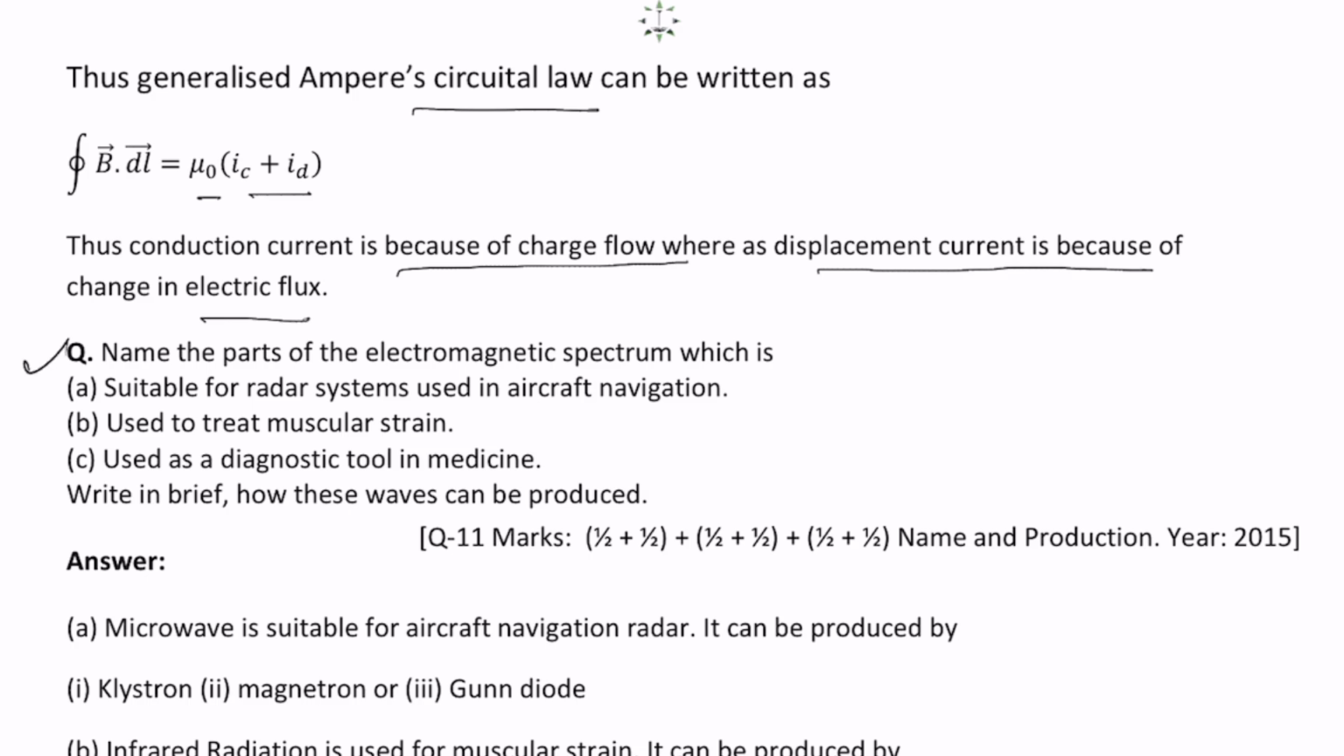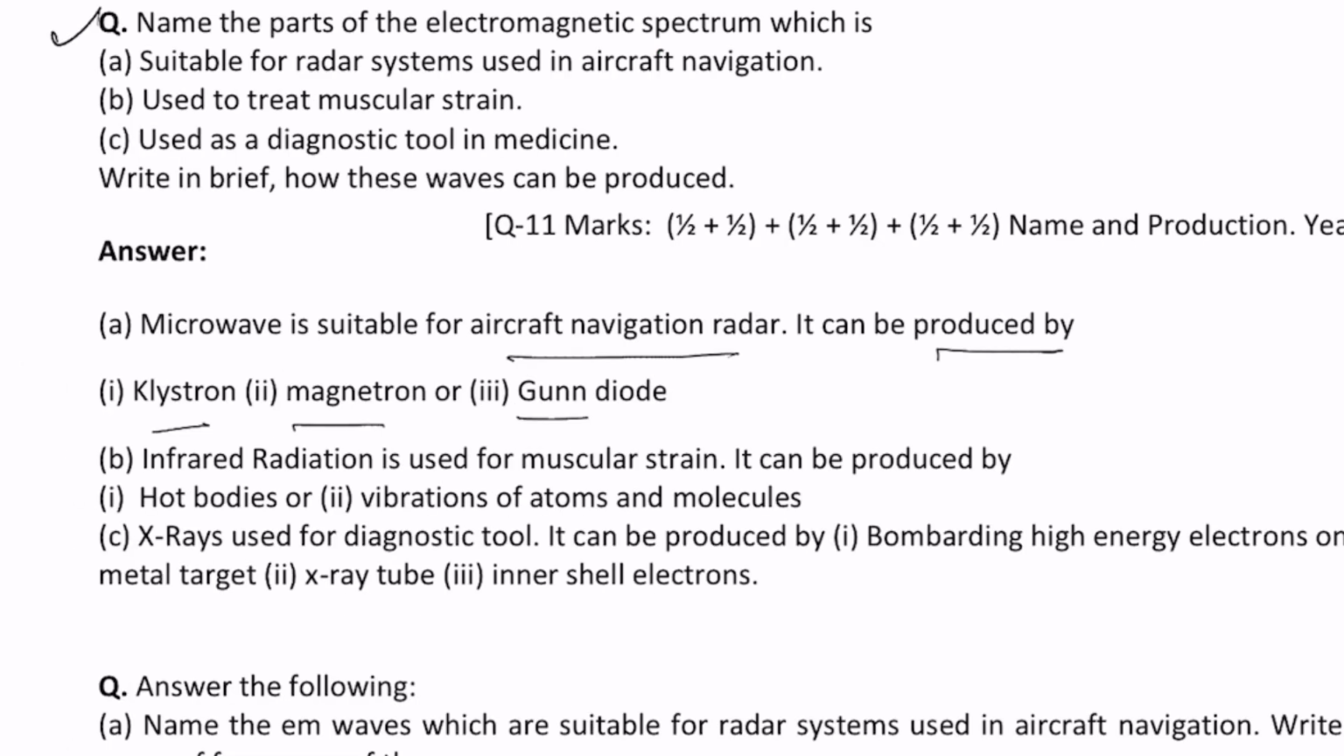Name the parts of the electromagnetic spectrum which are suitable for radar systems in aircraft, used in the treatment of muscular strain, and used as a diagnostic tool in medicine. How can these waves be produced? So microwave is suitable for aircraft navigation radar. It can be produced by klystron, magnetron and Gunn diode.